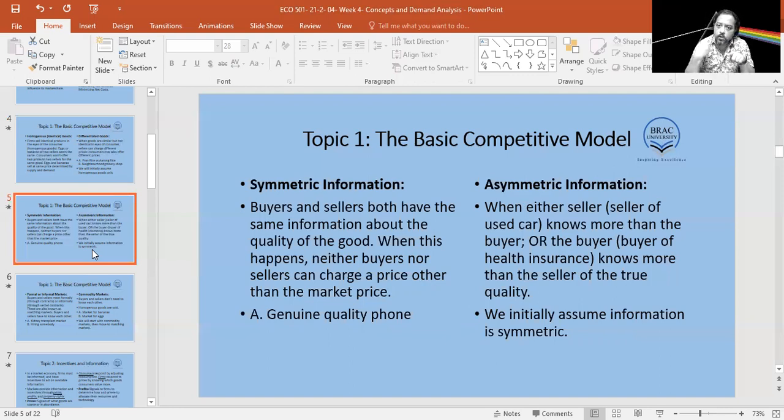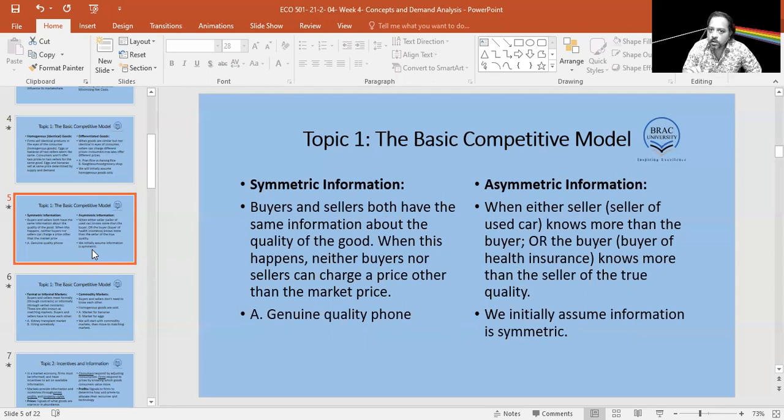So now, let's add up all the conditions that we mentioned so far. Many buyers and many sellers. No buyer or no seller has a significant market share. They're all selling homogeneous goods. Plus, the buyer and the seller both have the same information about the quality of the product. So what will happen? The price of that particular product, say a genuine quality phone, will be determined by supply and demand.